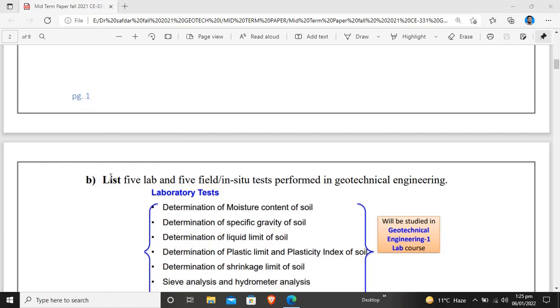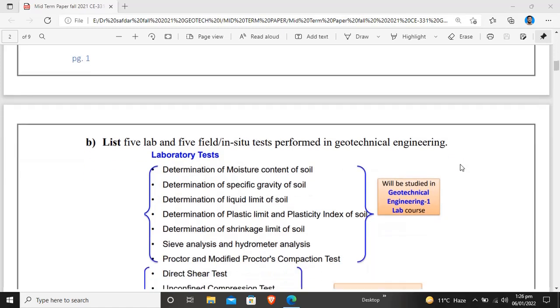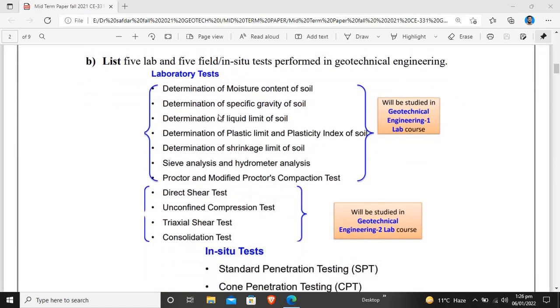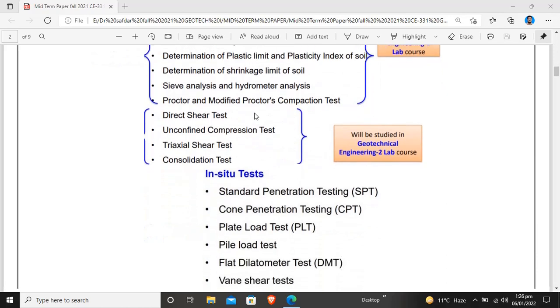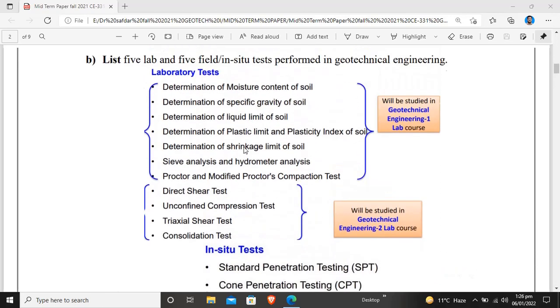The second part is: list any five lab and five field or in situ tests performed in geotechnical engineering. So these are the different laboratory and in situ tests. You are asked to only select and write any five of them. So these are the lab and in situ tests.